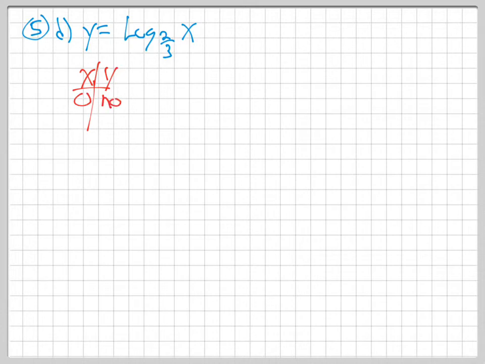We can see that real quick. So 5D. We're going to write that one. That's y equals log base 2/3 of x. So what do we start with? We start by plugging in 0. That's the vertical asymptote, right? Whatever makes the inside 0. So right there is the vertical asymptote. And then we plug in 1.